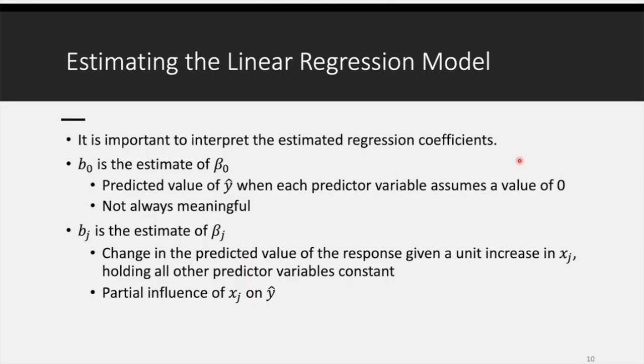Okay. It's important to be able to interpret the estimated regression coefficients, and mathematically the intercept estimate B naught represents the predicted value of y hat when each predictor variable assumes a value of 0.